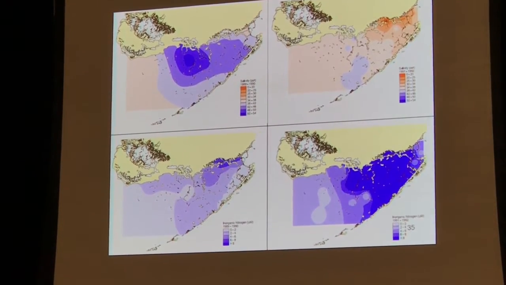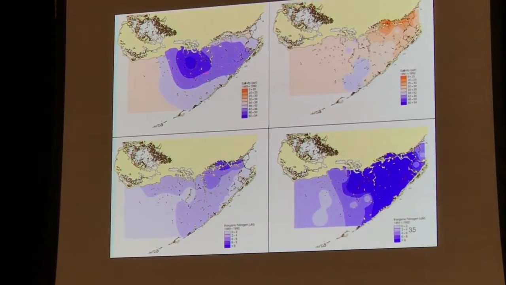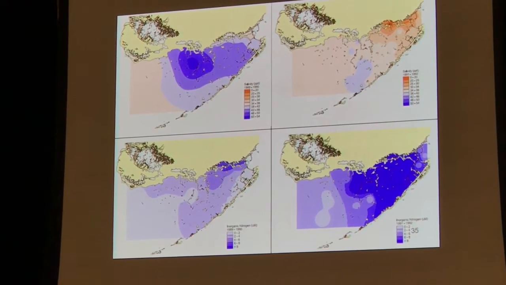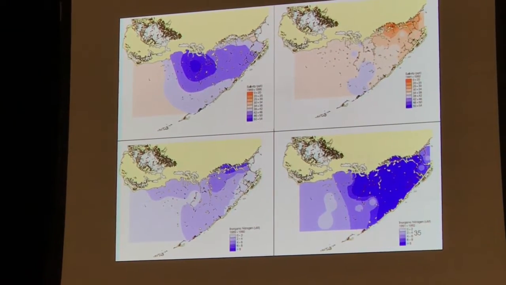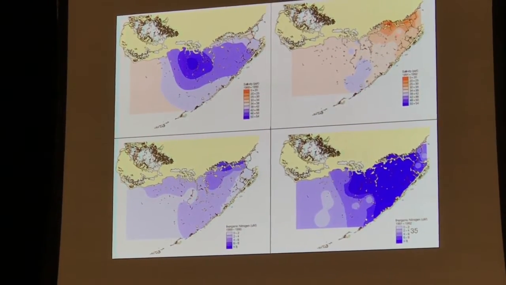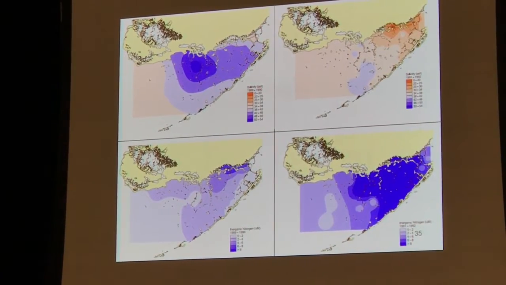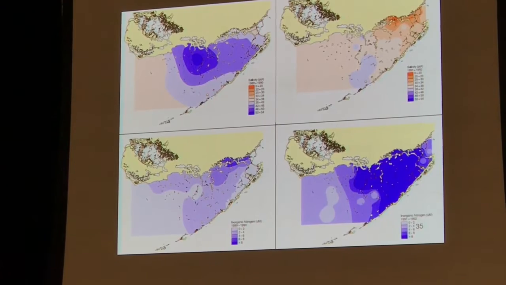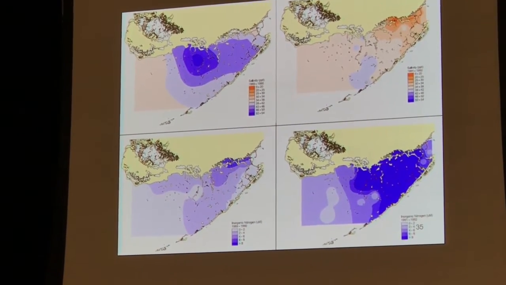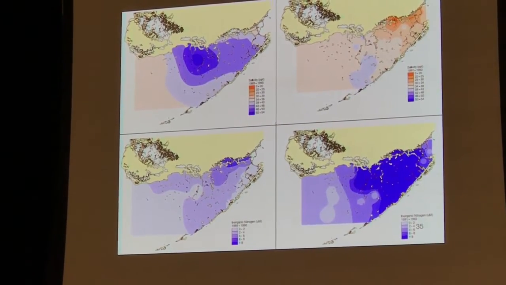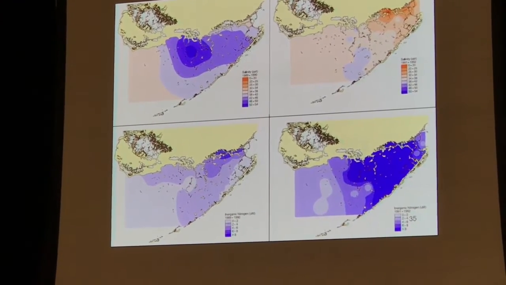Just to show you again, the blue is high salinity water, and orange is low salinity water. That indicates fresh water coming in. So during a drought, you have very little fresh water in the bay. It's very salty. Then you come out of the drought, and now you have a lot of fresh water coming out from the Everglades and into the bay.